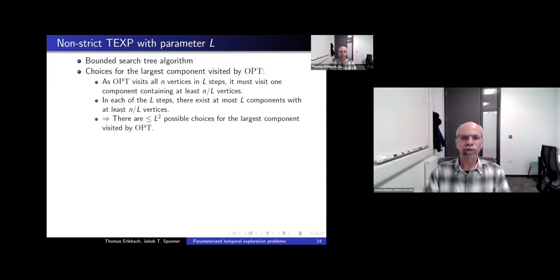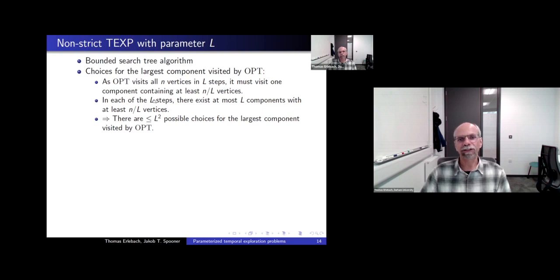And the idea is to guess, or let's start by saying we want to guess what is the largest component that the optimal tour, so that say there exists a valid exploration, let's call it opt. What's the largest component that opt visits in any of these L steps? Because opt visits all n vertices in L steps, in at least one of the steps, it must visit a component that contains at least n over L vertices. Okay, by the pigeonhole principle. How many candidates for that component can there be?